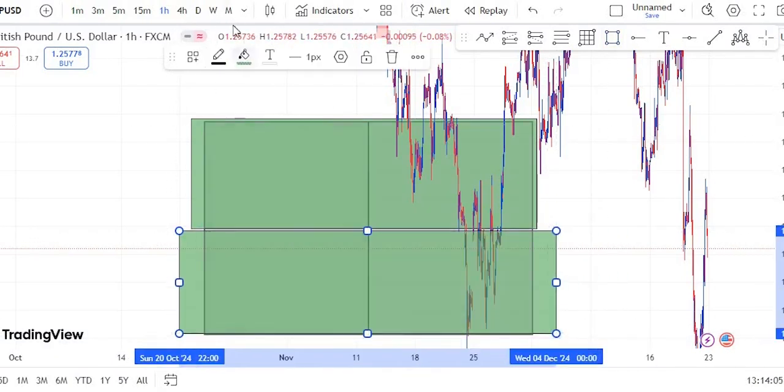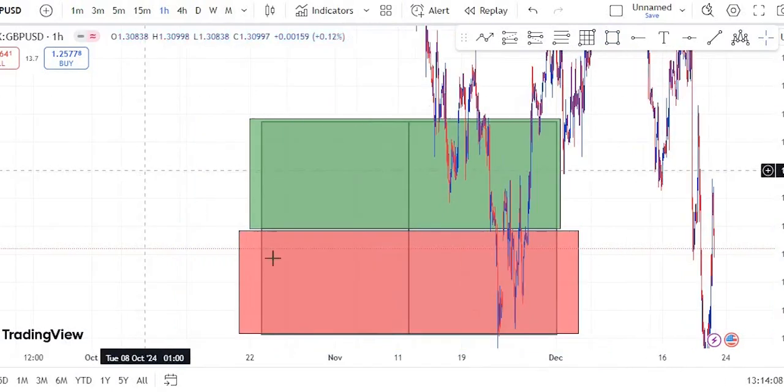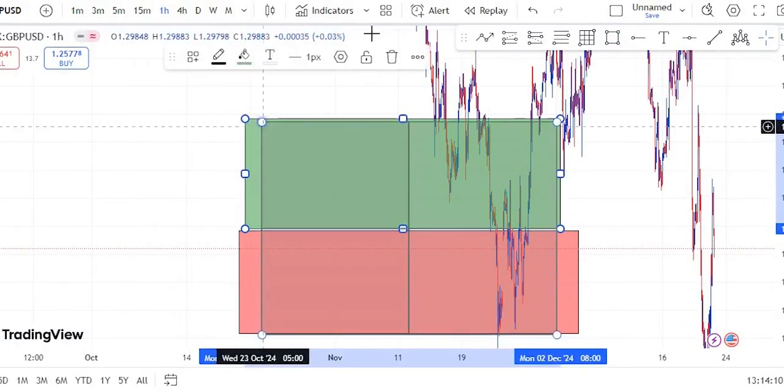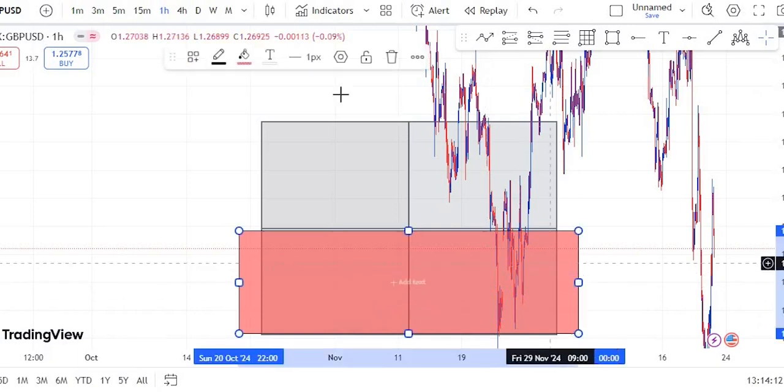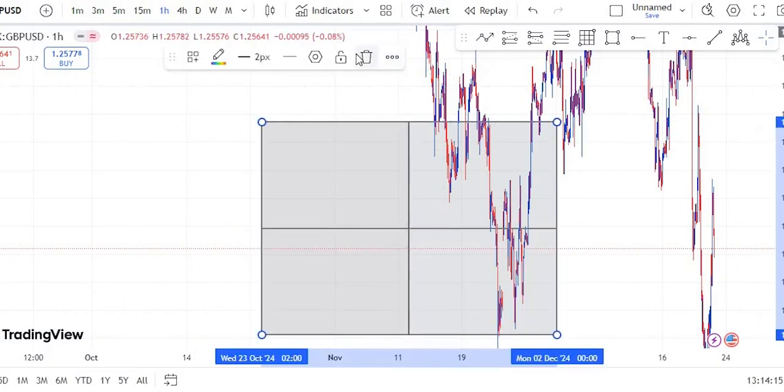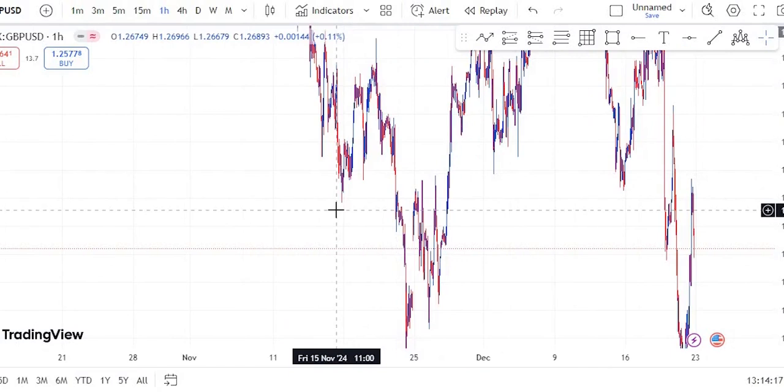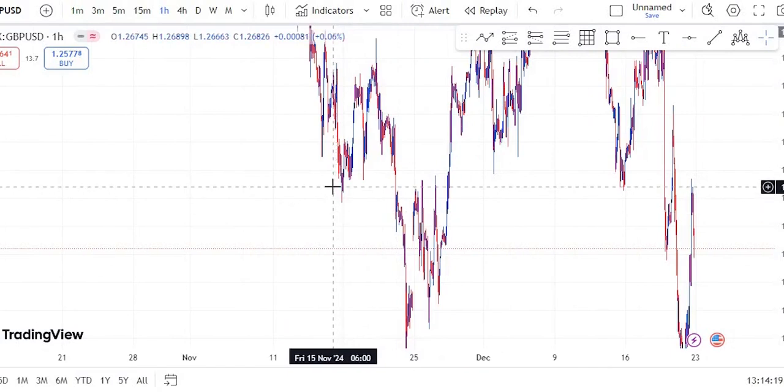Let me try to make it easy. Anytime you see a gigantic candle, from my findings, I think 30 pips and above is usually a strong imbalance in the market, even though at 29.6 the market tends not to respect it.